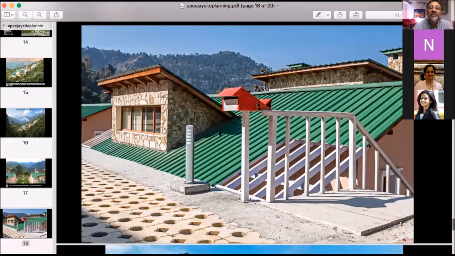Small elements like this little red letter box are actually shaped like a bird, inspired by a bird. But what I wanted to point out here was the street. The street is made up of interlocking pavers, which are called grass pavers.